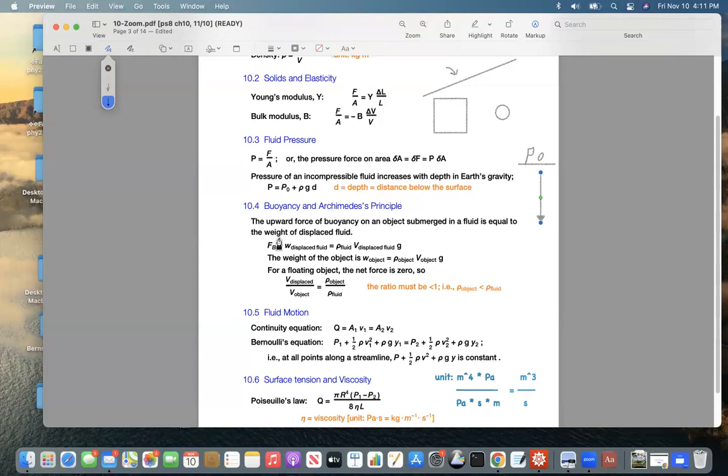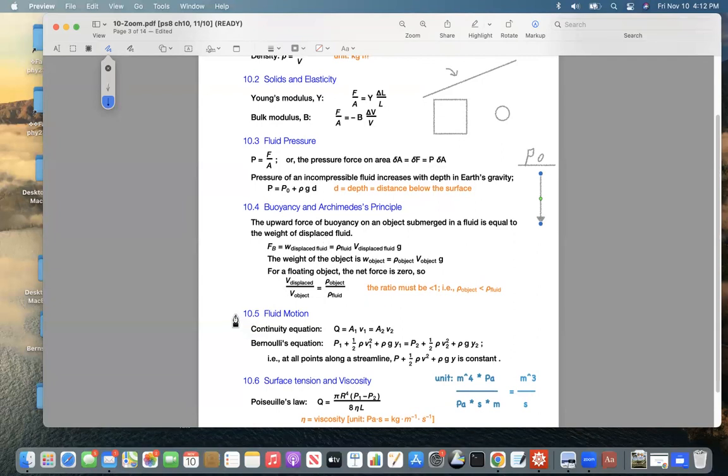Archimedes' principle says there's an upward force of buoyancy on an object submerged in a fluid, and the strength of the force is equal to the weight of displaced fluid. So that's Archimedes' principle, and we'll be using that equation over and over again in the homework problems and in the exam problems.